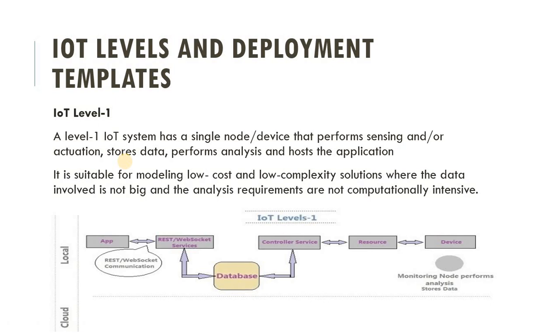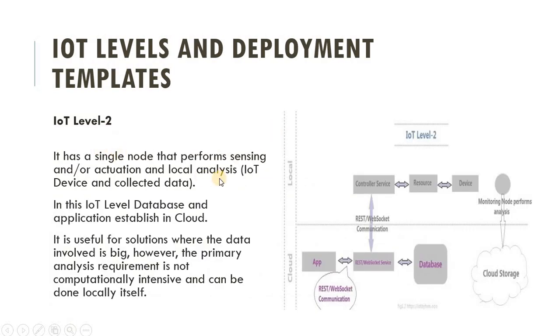IoT level 1 only supports a single node device, same as IoT level 2, which has a single node, meaning there is only one node or one computer that performs the sensing or actuating and local analysis. As shown in this figure, the device, resource and control service are set up locally, and on the cloud the application is set up and the database, meaning storage, is also on the cloud side. The devices send the data through the web service or the REST API.